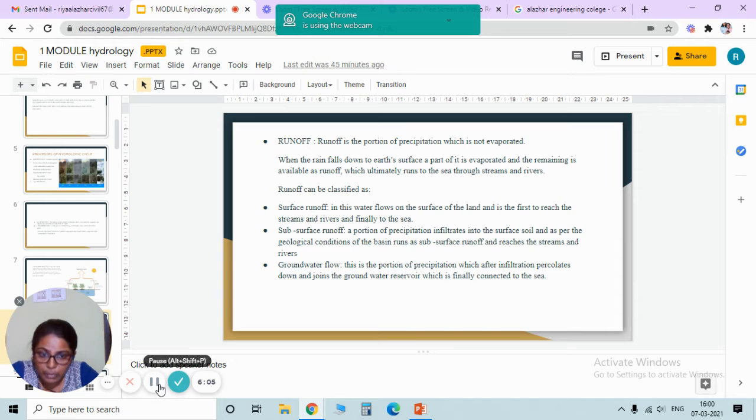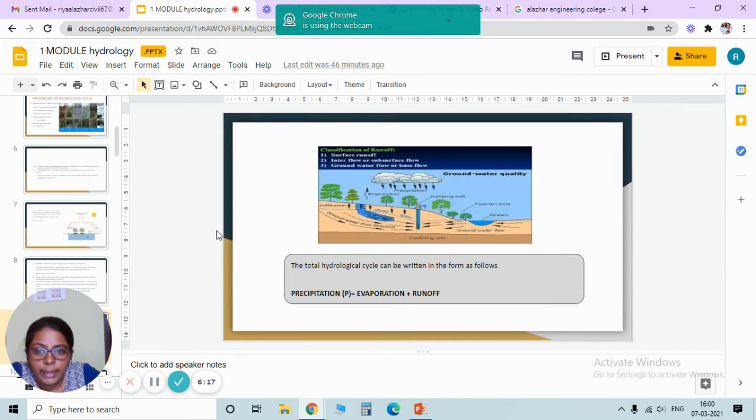And the last one is groundwater flow. This is the portion of precipitation which, after infiltrating, percolates down and joins the groundwater table and recharges the underground aquifers. In this diagram, you can see the classification of runoff: surface runoff, this one, the interflow or subsurface runoff, this one, and the last one, groundwater flow. See, we can say that precipitation is the sum of evaporation and runoff. That's how the hydrological cycle is being maintained.